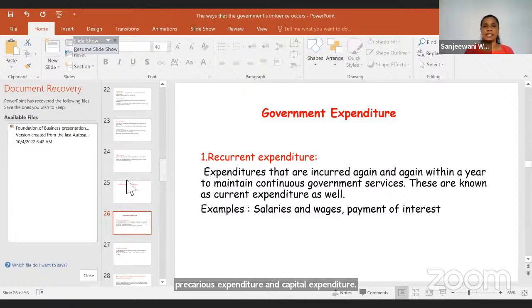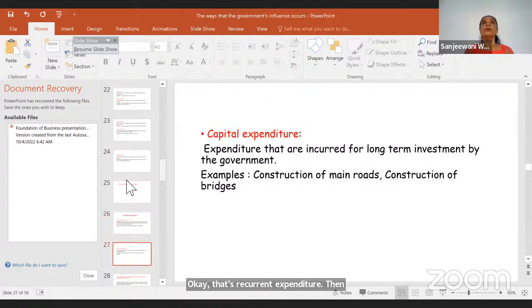So what is recurrent expenditure? Recurrent expenditure is, children, if you do that expenditure again and again, that is known as recurrent expenditure. If you pay salaries and wages every month, pensions every month, interest every month, that is recurrent expenditure because you are continuously paying that again and again.